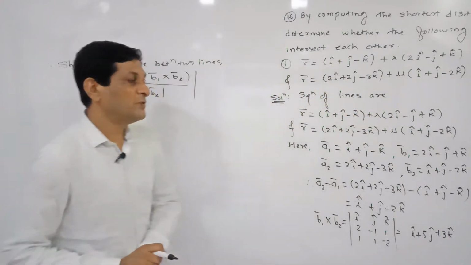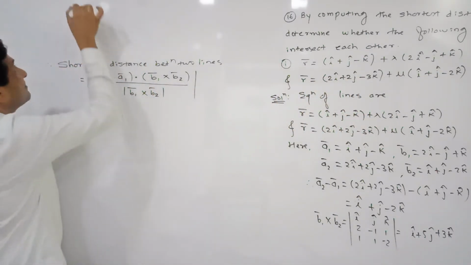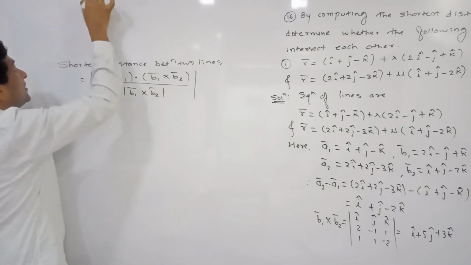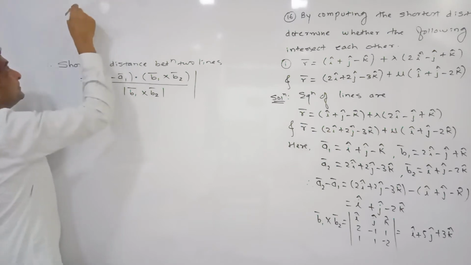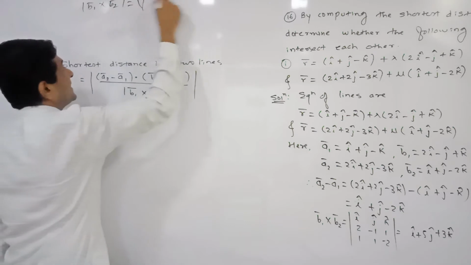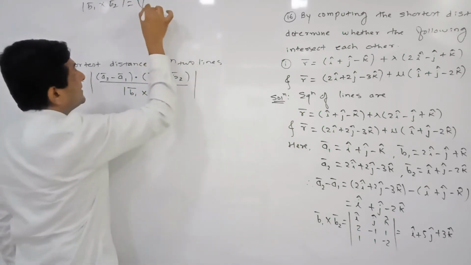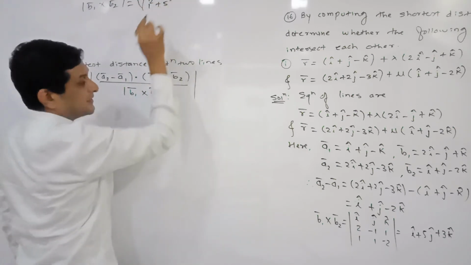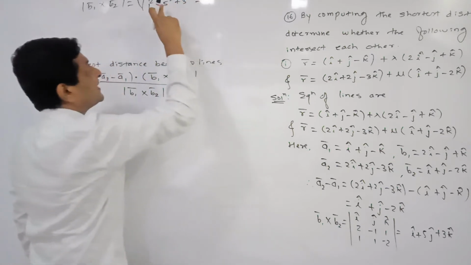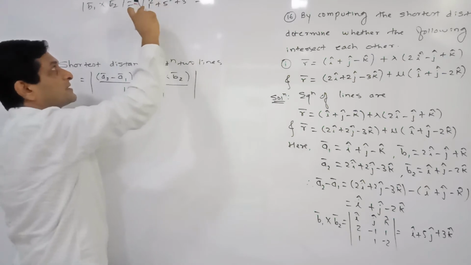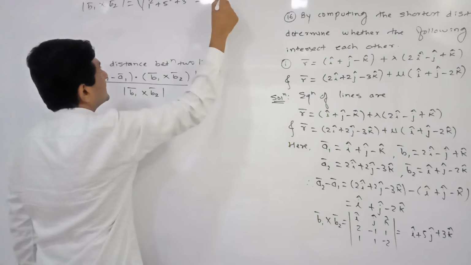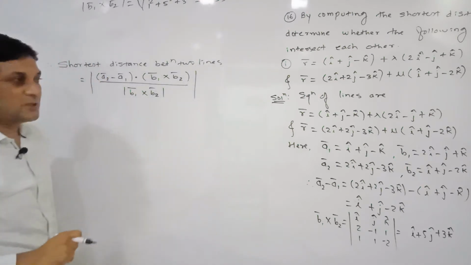Now we are finding the magnitude of b1 bar cross b2 bar, because this value will be required in the denominator. b1 bar cross b2 bar, its magnitude is equal to, so what will we get here? Under root 1 square plus 5 square plus 3 square, which is equal to under root 1 plus 25 plus 9, 35. So here we'll get under root 35.